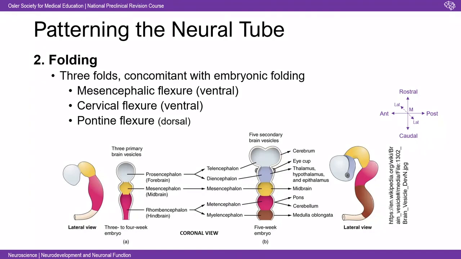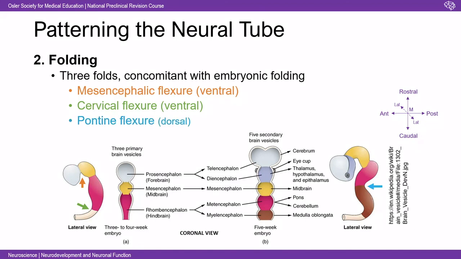The first of these flexures or folds to emerge is the mesencephalic flexure, here in orange, which is between the forebrain and the midbrain. We then get the cervical flexure, here in green, which occurs between the top of the spinal cord and the rhombencephalon / hindbrain. And these are both folds in the ventral direction, so folding anteriorly towards the front of the embryo.